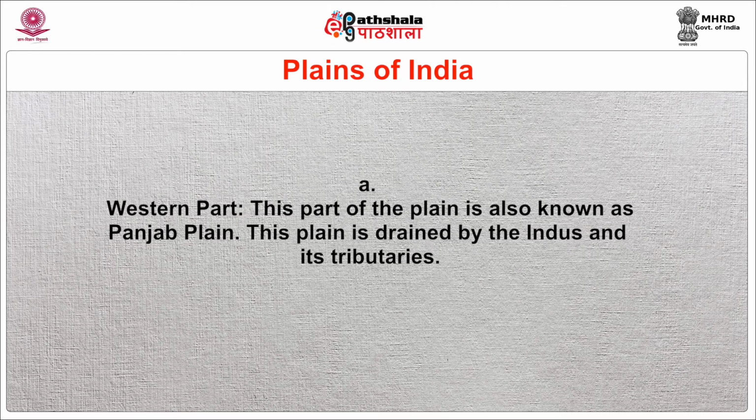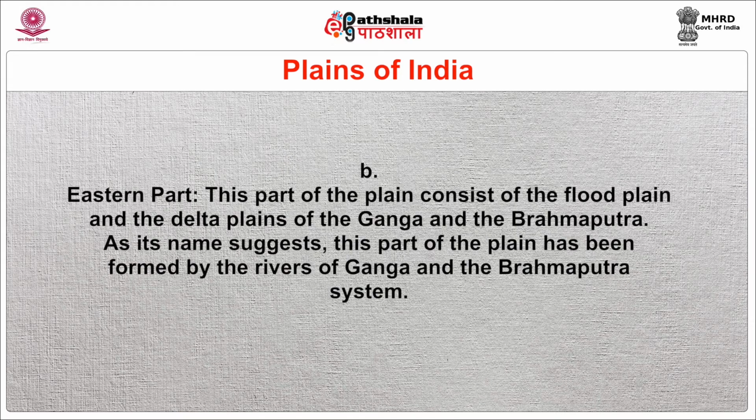The first is the western part. This part of the plain is also known as Punjab Plain. This plain is drained by the Indus and its tributaries. The second one is the eastern part. This part of the plain consists of the flood plain and the delta plains of the Ganga and the Brahmaputra. As its name suggests, this part of the plain has been formed by the rivers of the Ganga and the Brahmaputra system.